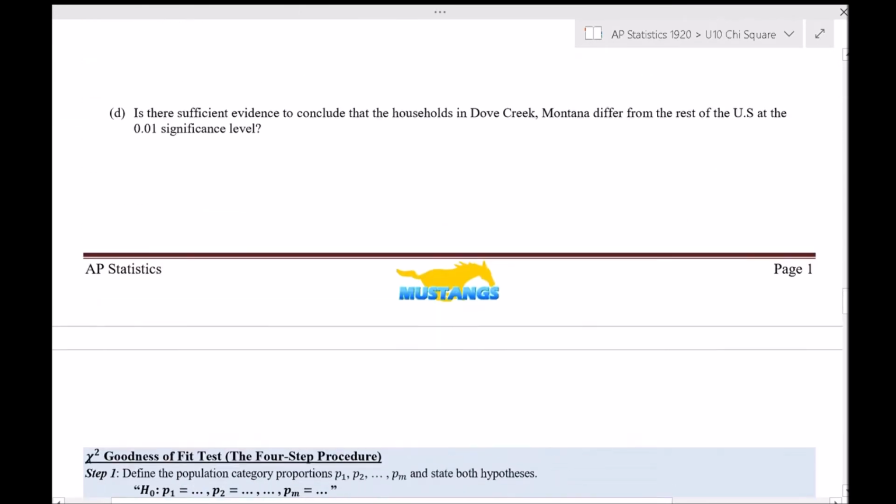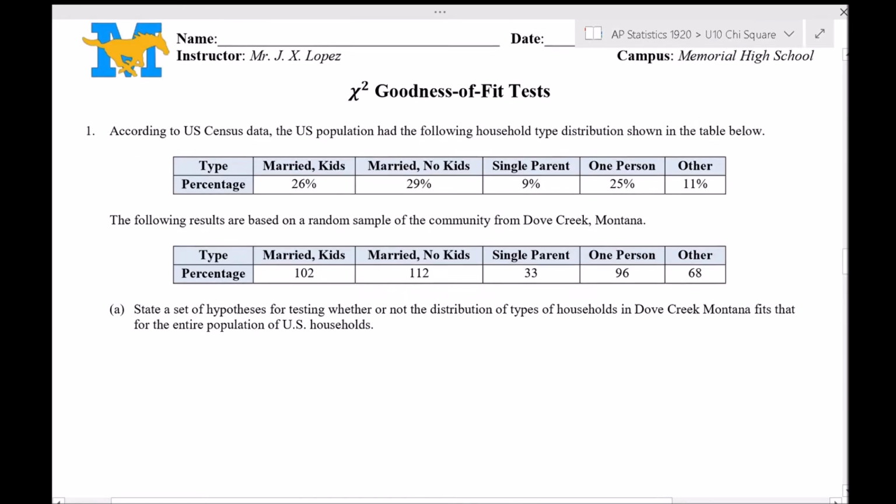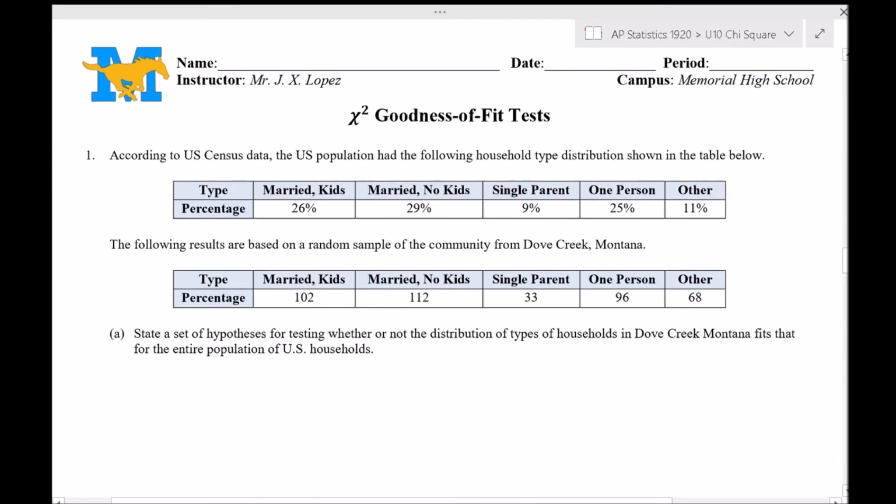So only 2 problems on this one. We'll go straight to number 1. This reads, according to U.S. Census data, the U.S. population had the following household type distribution shown in the table below.